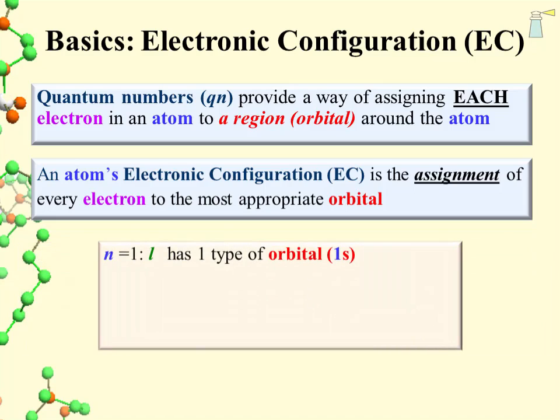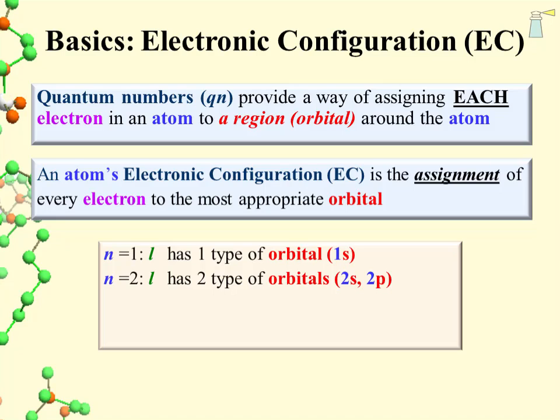The principal quantum number n represents the general energy level of a set of orbitals. That is, the larger the n, the larger the orbitals, and the higher energy of electrons occupying those orbitals. As n increases, new rounds of orbitals are added to the energy level. When n equals 1, L has one type of orbital, just the one spherical s orbital, 1s. The 1 in 1s signifies that it is an orbital of the energy level 1.